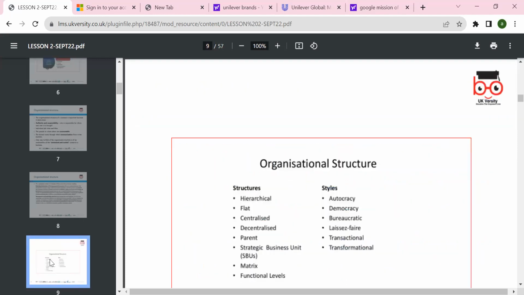Okay, so structure, we can look around different types of structure. Hierarchical, flat, centralized, decentralized. Centralized means every decision comes from the head office. Okay, decentralized, parent, SBU, each according to the unit metrics and functional. So we can look around the style, and accordingly the structure.